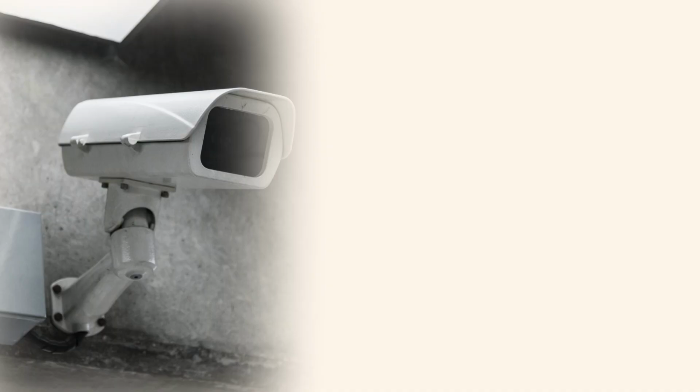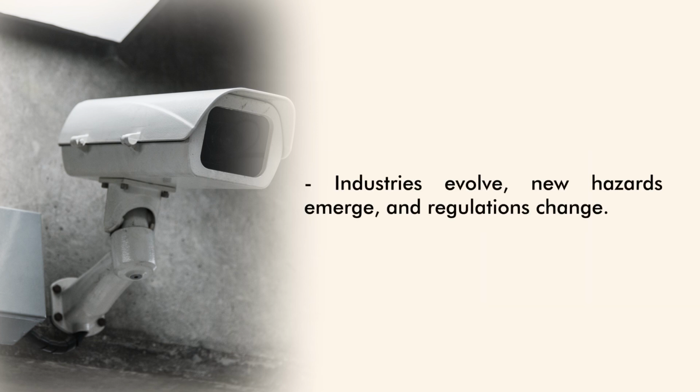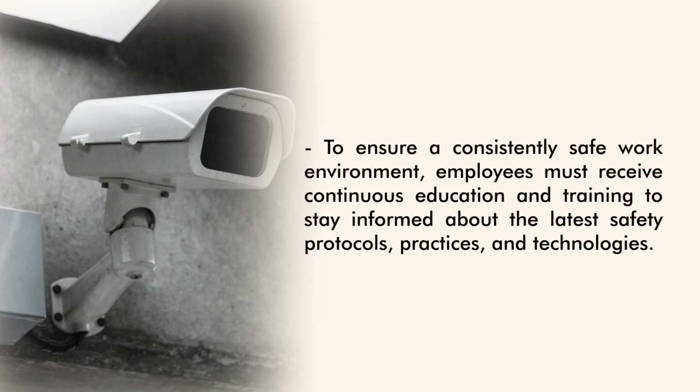Next one is continuous improvement and monitoring. The need for ongoing safety education and training means safety education and training are not a one-time event but rather an ongoing process. Industries involve new hazards, emergencies and regulation changes. To ensure a continuously safe work environment, employees must undertake continuous education and training to stay informed about the latest safety protocols, procedures and techniques.